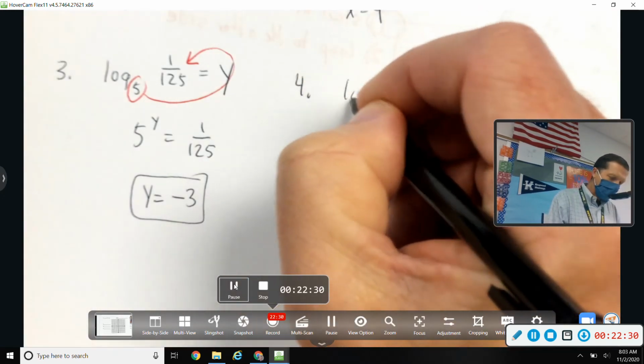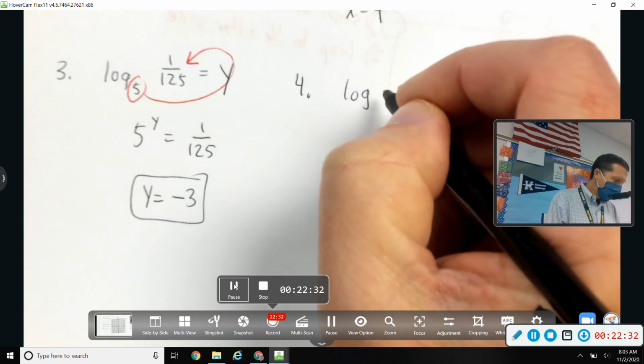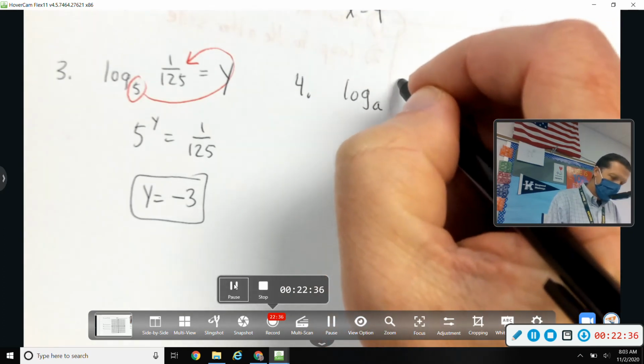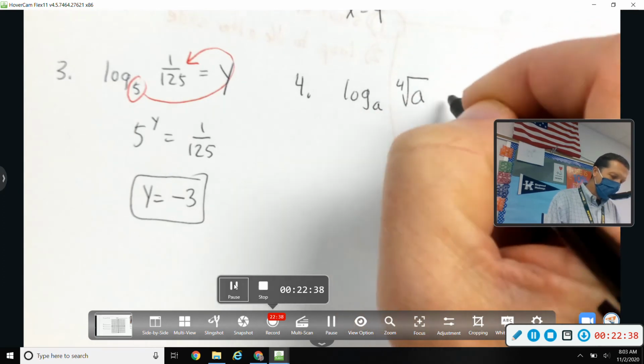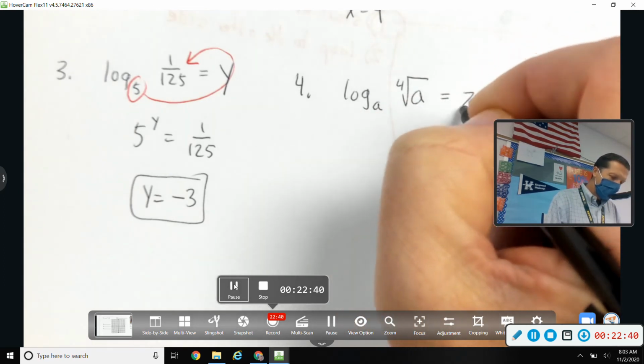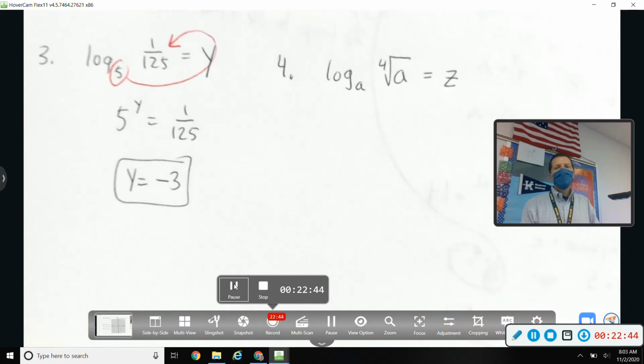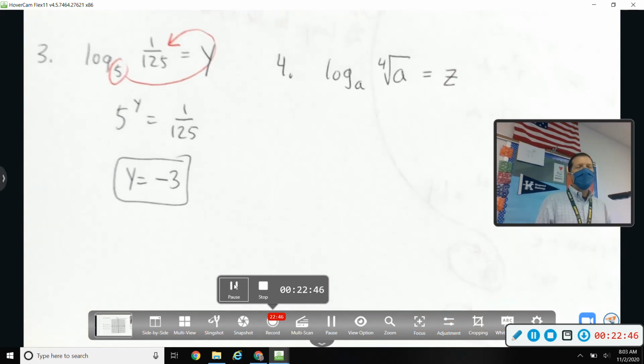Last one. Log base a of the 4th root of a equals z. Initially, maybe that one looks weird because there's 2 variables in there, so what's going to happen? Rewrite it with the fishhook and see if you can figure out what's going on.